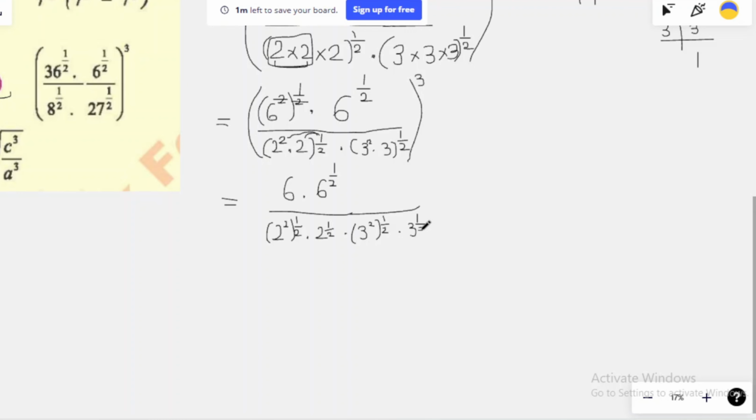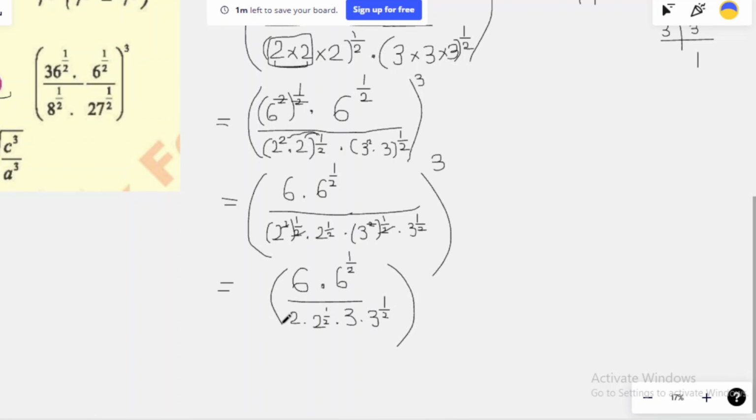Now whatever simplification we can do, we'll try to do that. This whole thing will be raised to the power 3. Here it will be 6 times 6 raised to the power 1 over 2 divided by, here this 2 and 2 will get cancelled, and we'll be left with 2 raised to the power 1 by 2, and the square and the root will get cancelled. This will be 3 times 3 to the power 1 over 2.